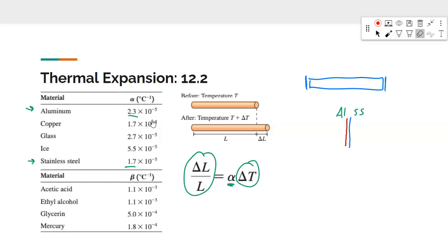Yes, aluminum has the larger one. Let me stop second guessing myself. So if you're running on a track, you'll know that the outer curve is a longer distance than the inner curve. And so the material that has the larger expansion rate, the larger alpha, will be on the outside of the curve.